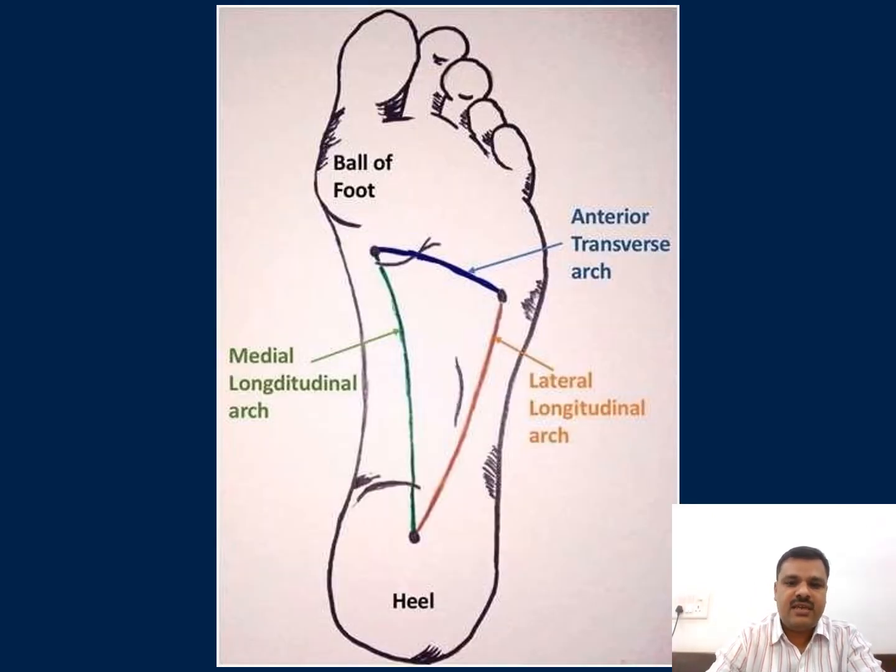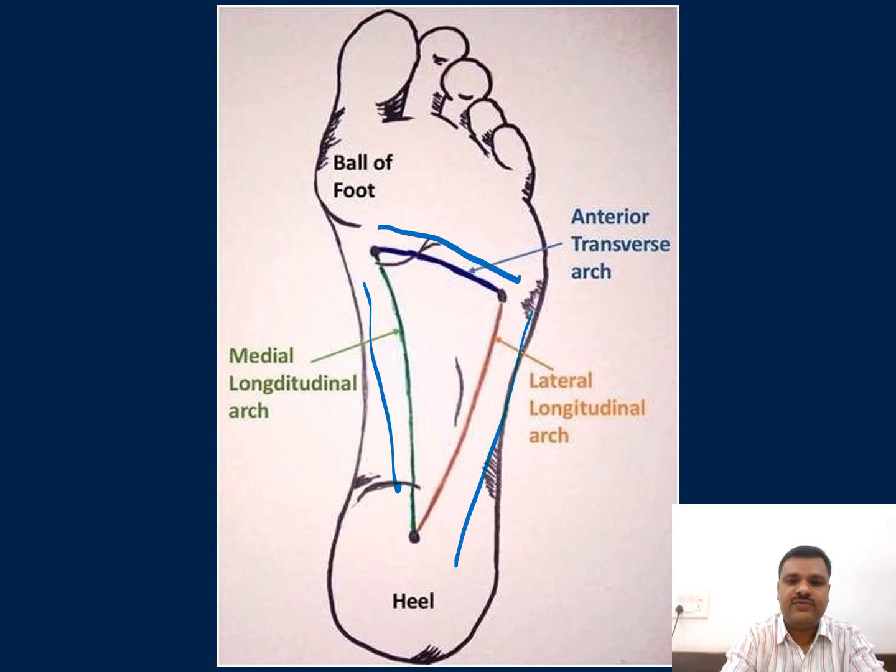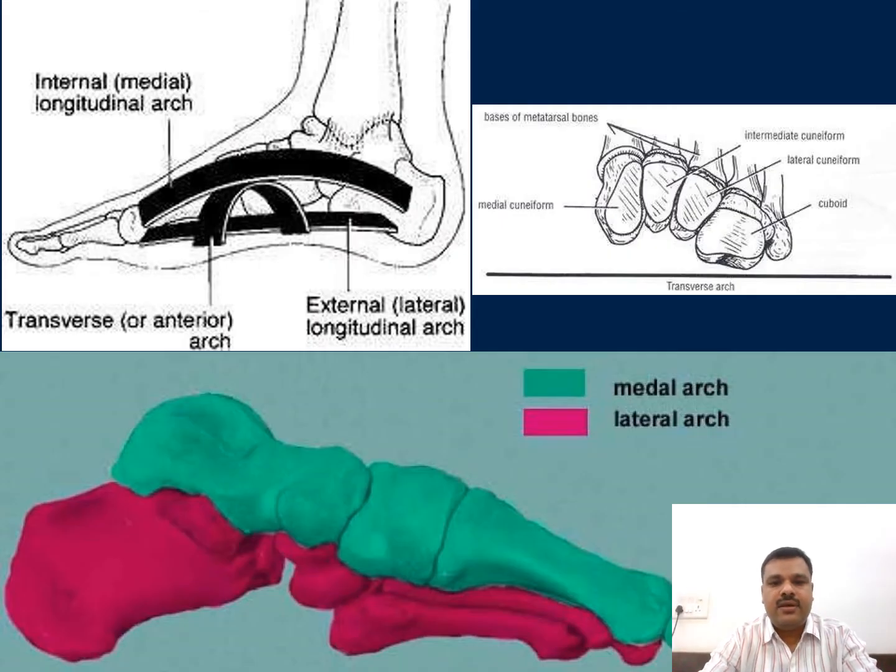Now here we can see the location where the arches are lying. On the medial side, this is the medial longitudinal arch, this is the lateral longitudinal arch, and this is the location for the transverse arch. Now these are the different shapes of the arches which we can note.